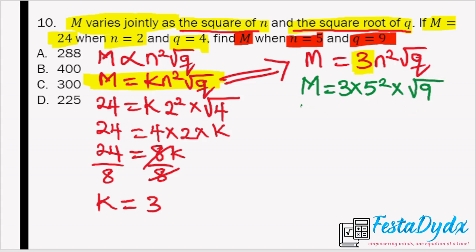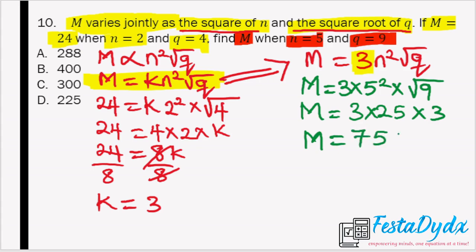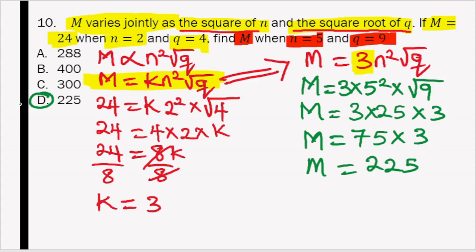Q is 9. So we'll have m equal to 3 times 5 square is 25 times the square root of 9 is 3. So when I multiply all this together, 3 times 25 is 75, then times 3. So m is equal to 75 times 3 is 225. So from the option, our answer is D, 225. This is the last question for today, and in our next video, we'll be working on question number 11 to 15.